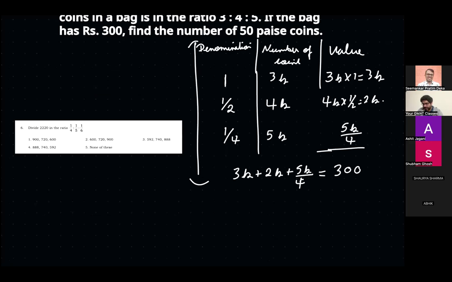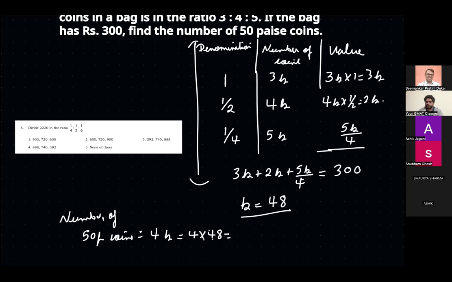If I solve this, I'll get k as 48. So number of 50p coins is 4k, which is 4 into 48, which is 192. Is this clear to everyone, class? Yes or no? Yes. हाँ, तो then you're giving me the answer of value ना शायद. Value नहीं पूछा ना, question पूछ रहा है number of 50 पैसा coins.